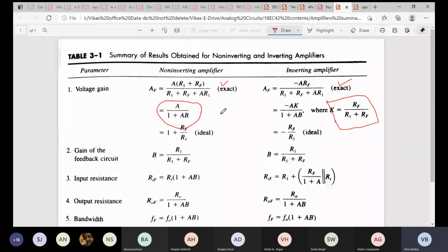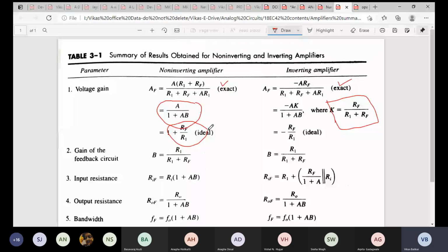So R1 plus RF I can ignore, or I can nullify it. So what happens, A divided by AR1 RF on top, and at the bottom also AR1. So those A's cancelled out, and what is it that I obtained? I obtained a new equation: 1 plus RF by R1.